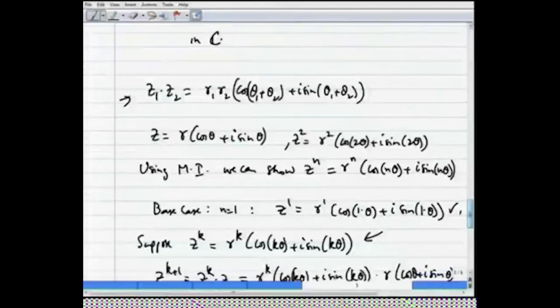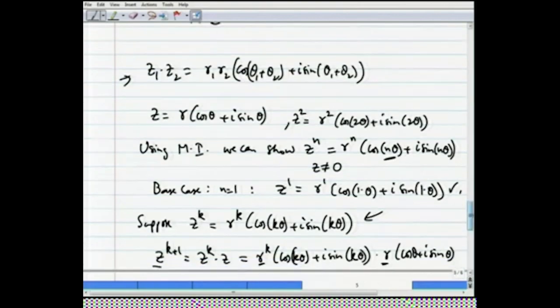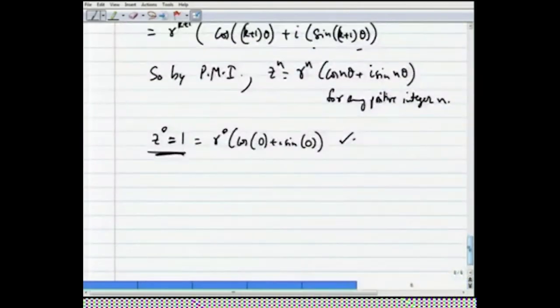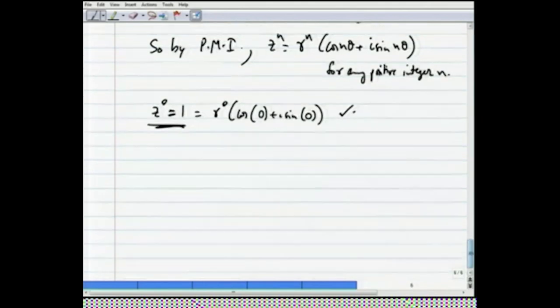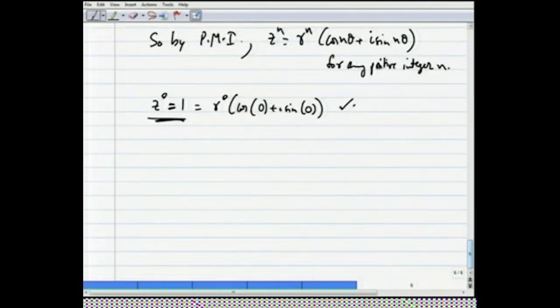By the way, of course, we need z to be not 0, otherwise we do not have an argument defined. So all this is true only in the case of z not equal to 0. Likewise, we do not define 0 power 0, it is undefined.